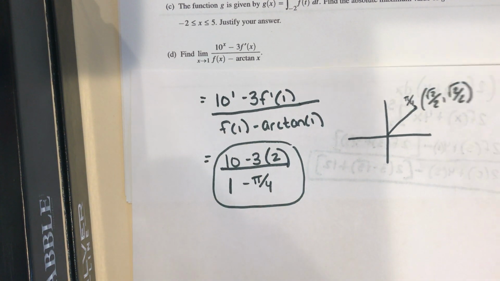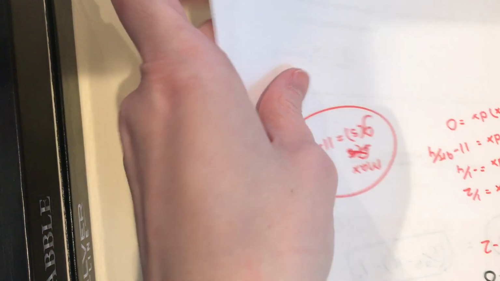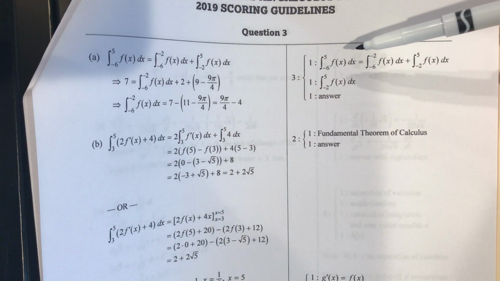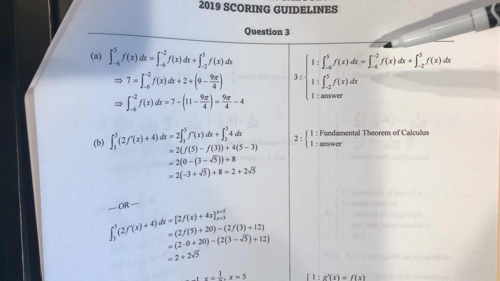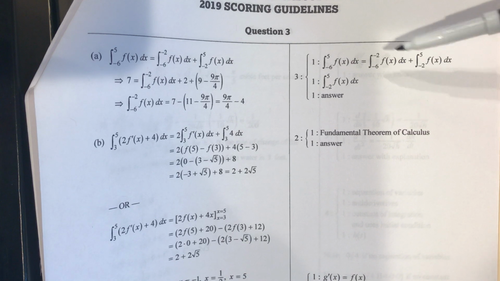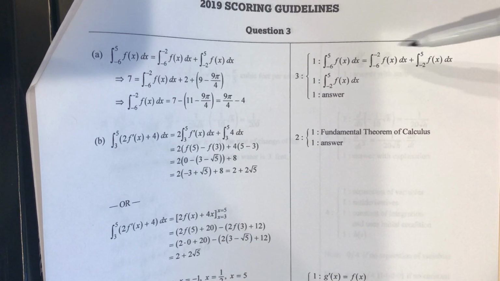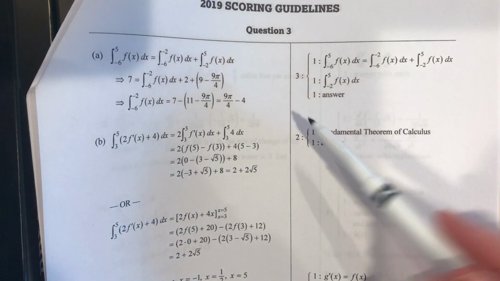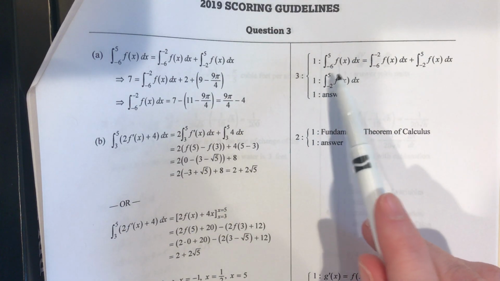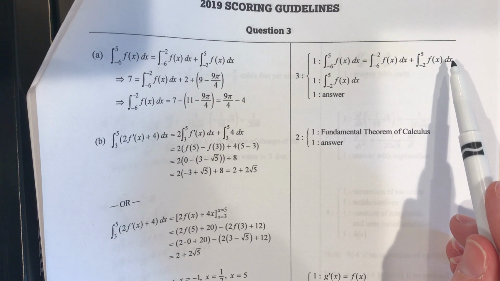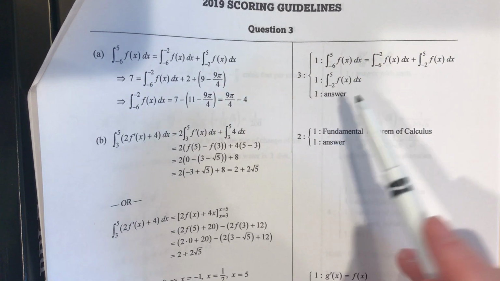So let's look at the point breakdown of this question. Part A, 3 points. So you get 1 point for knowing that the 2 parts equal the whole. So you want to make sure you write down what you got for the 2 parts. Then you get a point for finding that second part correctly, so that was the 11 plus 9 pi over 4. And then 1 point for subtracting and getting the answer.